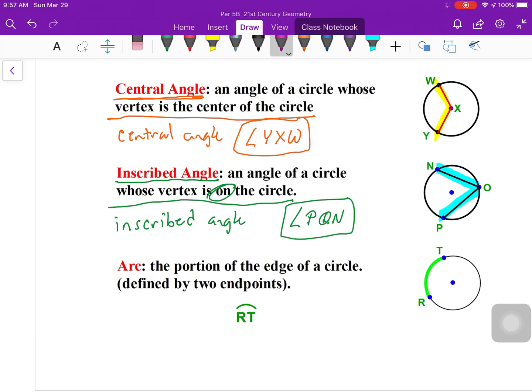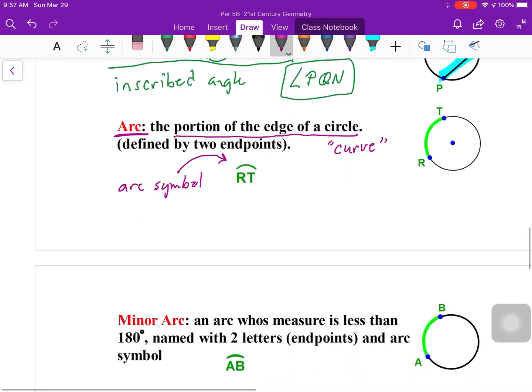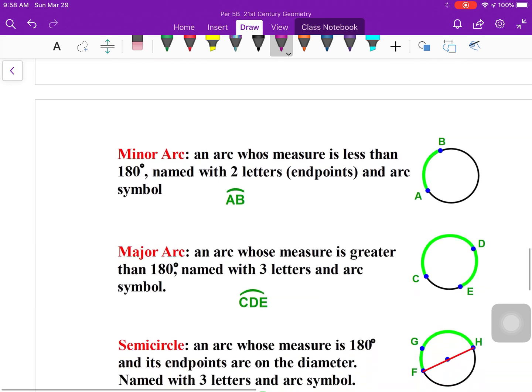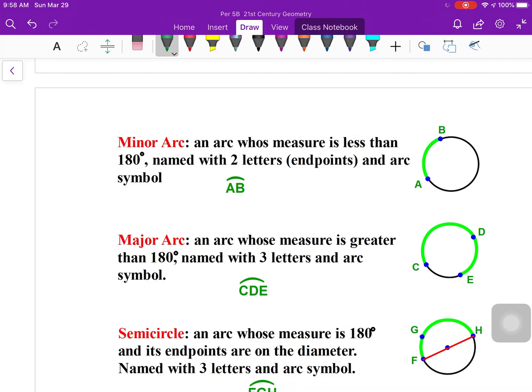The last vocabulary word or term we're going to talk about is arcs. And there actually are three different types of arcs. An arc is a portion of the edge of the circle itself. So it's actually a curve. And that's the arc symbol. There are three kinds of arcs. The first kind of arc is called a minor arc. A minor arc is less than 180, and it's named with two letters.